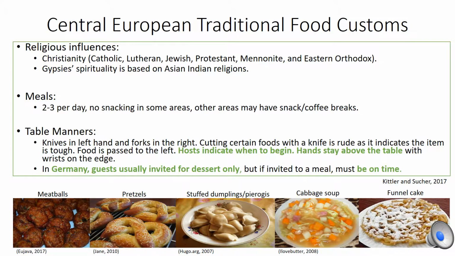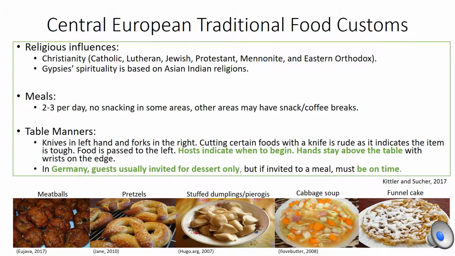Central European traditional food customs have religious influences of Christianity, including Catholic, Lutheran, Jewish, Protestant, Mennonite, and Eastern Orthodox, as well as Gypsy spirituality, which is based on Asian Indian religions. Meals are served 2 to 3 times per day, no snacking in some areas, whereas other areas may have a snack or coffee breaks. Table manners include holding the knives in the left hand and forks in the right.